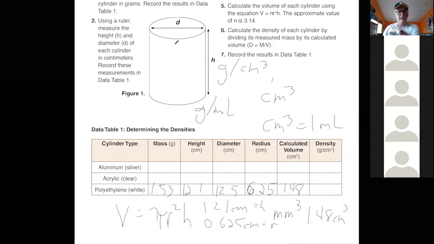Oh, wait, Professor? Yes. Why'd you put millimeters cubed on the bottom? Because if you give your measurements in millimeters, like I measured, I had 12.1 millimeters high and 12.5 millimeters across. I have to convert that to centimeters, because if I don't, I'm going to get cubic millimeters, and that's not what I want. My density has to be in grams per cubic centimeter. So convert everything to centimeters. Oh, okay, thank you.